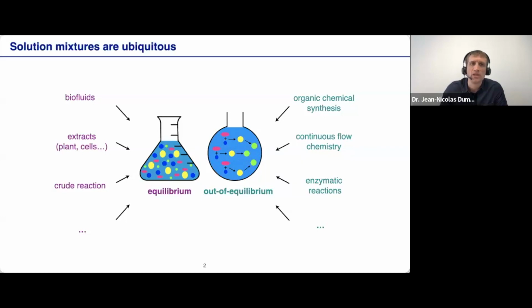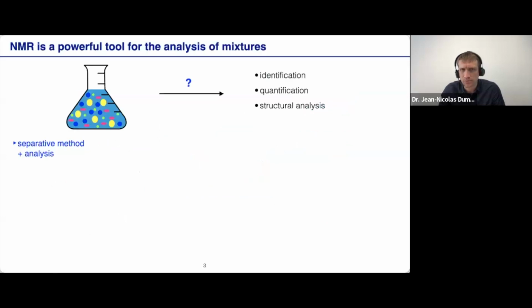And while there are many instances in which these mixtures are at equilibrium and do not evolve in time, there are also many information of interest that can only be obtained by analyzing a sample that evolves in time, that is out of equilibrium, and that is typically the case in chemical synthesis with reaction monitoring, trying to learn about kinetics or identify intermediate species. So there is a strong incentive to analyze mixtures, be they at equilibrium or out of equilibrium.